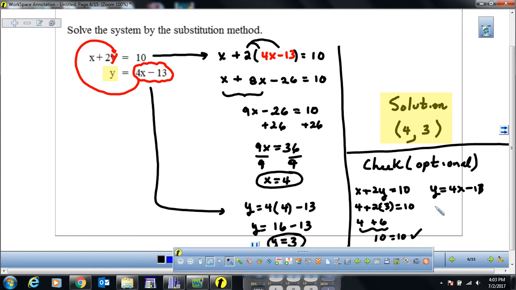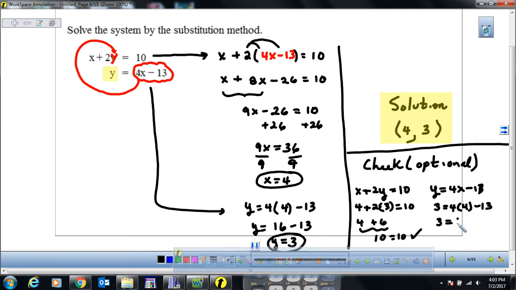If I check it from the second equation, y is 3. 3 equals 4 times x, which is 4, minus 13. That is going to be 3 equals 16 minus 13, and that gives me 3. So 3 equals 3 is a true statement. So that's how we can check if the solution is correct, substituting it into both equations to see if it is a true statement.